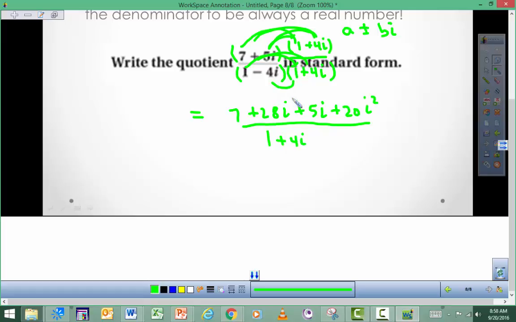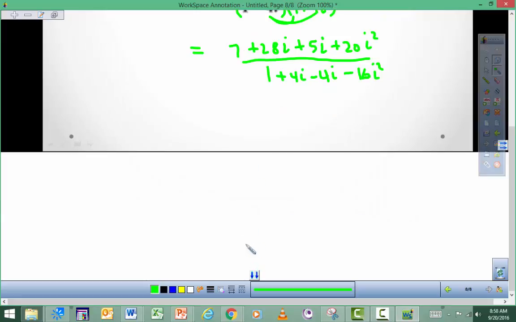And after this example, I'm going to take shortcuts. I'm not even going to waste time multiplying the middle terms because I know they're going to subtract off. And this one gives us minus 4i. And then finally we get minus 16i squared. Okay, so now we just need to simplify things a little bit.